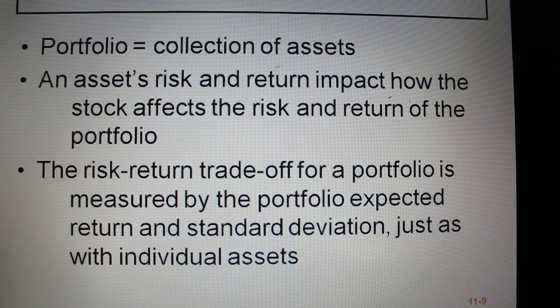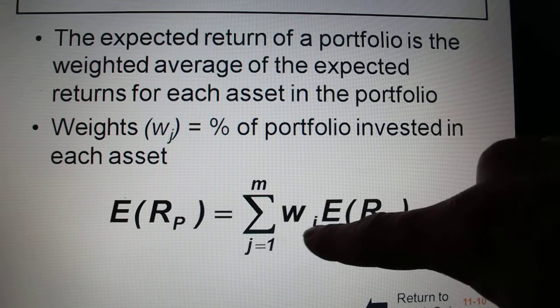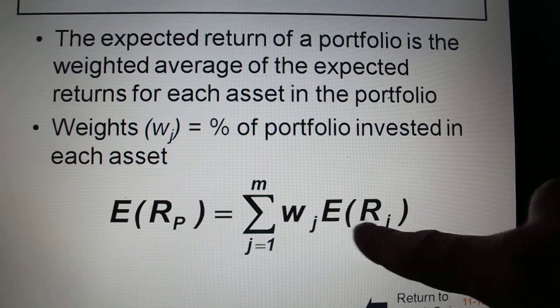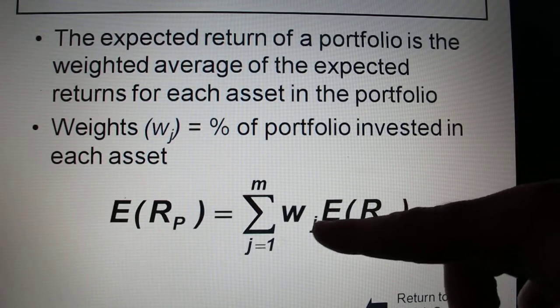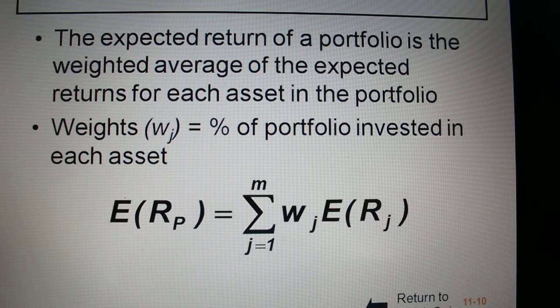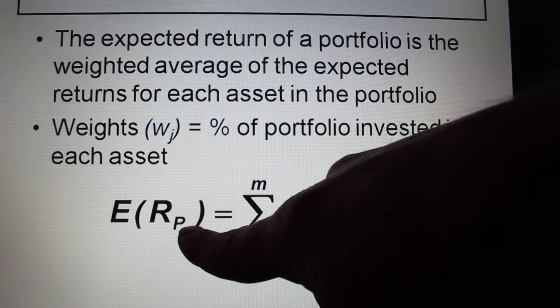All right, so getting into portfolio expected returns. The expected return of a portfolio is the weighted average of the expected returns for each asset in the portfolio, where you have weights, which we have here symbolized as WJ, and that's the percentage of the portfolio invested in each asset. So in other words, you're going to sum the weight times the expected return. You have the expected return of some particular investment, then the weight of that, and you sum them all the way across for the entire portfolio in order to get your expected return for the portfolio.